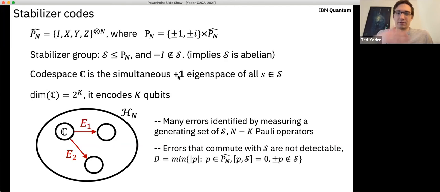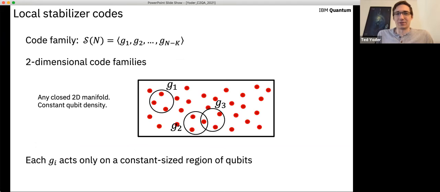So when I define my codes, I will just be specifying a generating set of the stabilizer S. Now, errors that commute with S entirely are not detectable. And if you commute with S entirely and you're also not in S, then you're a logical operator. And the minimum weight of such logical operators defines the code distance. Okay, so that's my very brief introduction here.